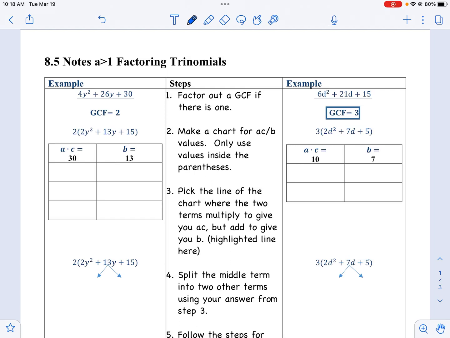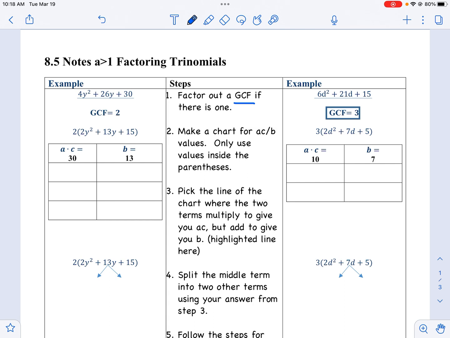Okay, so today we're going to still be factoring trinomials, only instead of a equals 1, a is going to be greater than 1. So we're going to follow the same steps at the beginning that we did on the last one. So we're going to go ahead and factor out a GCF if there is one. In this case, I went ahead and showed you one that did have one.